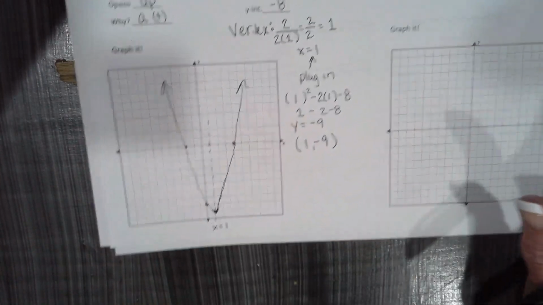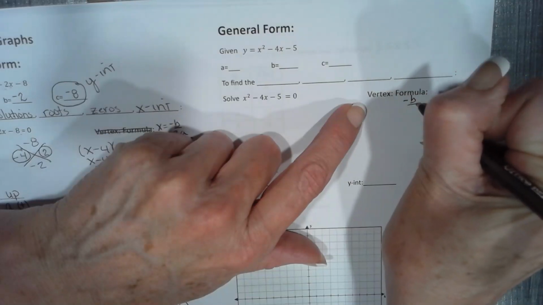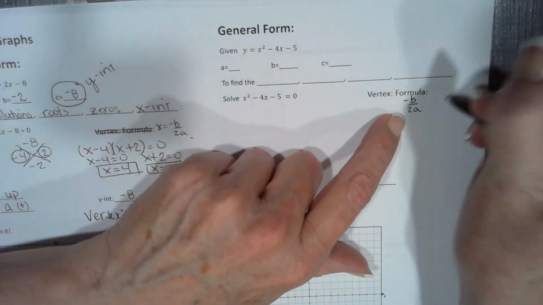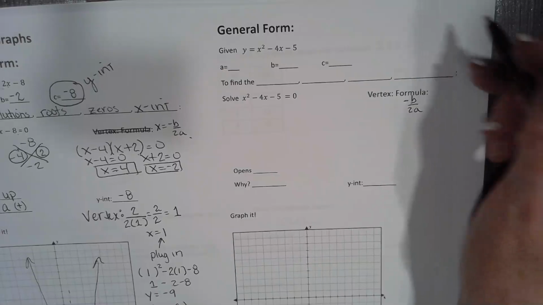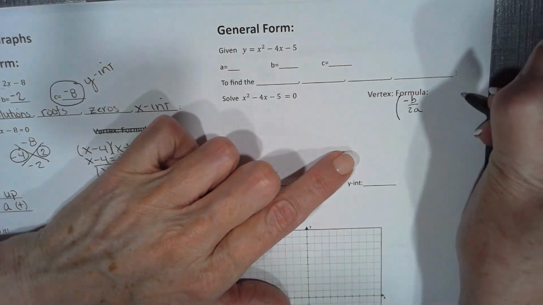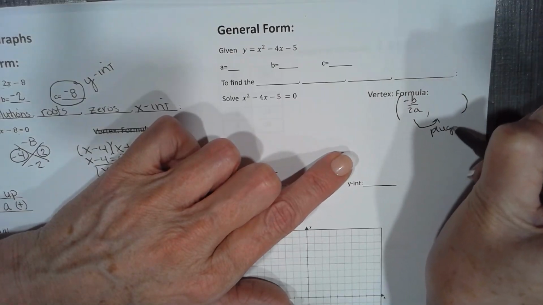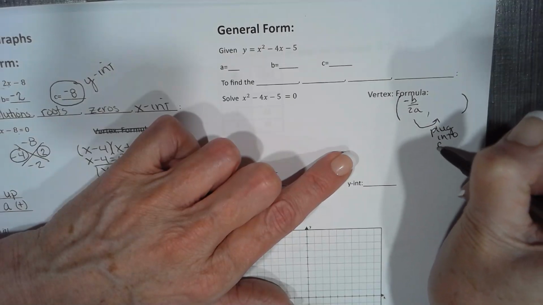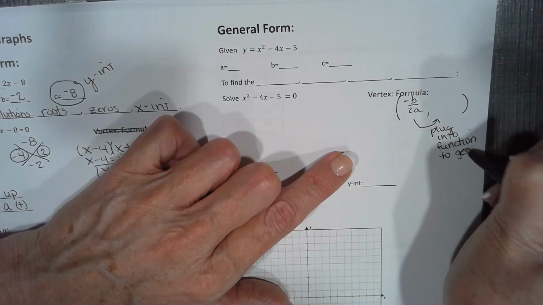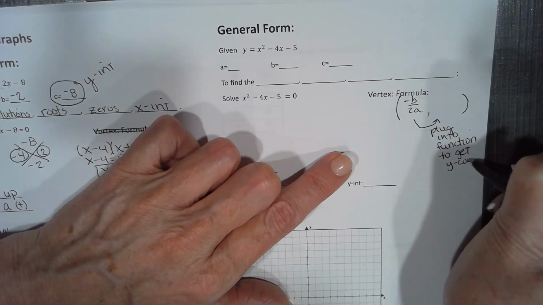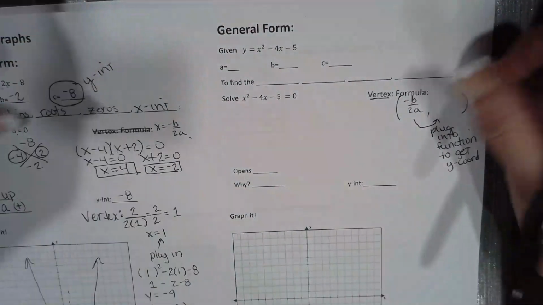Okay? So you're going to do the same thing over here. For the vertex, remember, opposite of B over 2A, and then you're going to plug that in to get your vertex. You could almost, if it helps you remember, make an ordered pair out of this, and then draw an arrow and say plug in. So plug into the function to get the y part, or the y coordinate of the vertex. Okay, so you guys are going to do this one and you're going to graph it.